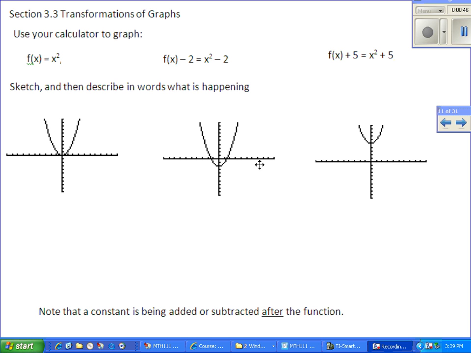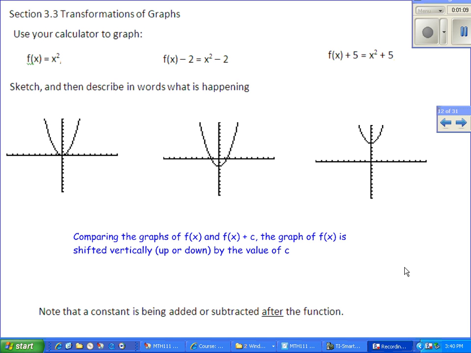It's the same basic function, but it's being slid up and down. This function looks just like this function, but every y value is 2 lower than it is on the basic function. In this parabola here, every y value for a given x is 5 higher than it was on the original function. So comparing the graphs of f(x) and f(x) + c, the graph of f(x) is being shifted vertically up or down by the value of c.